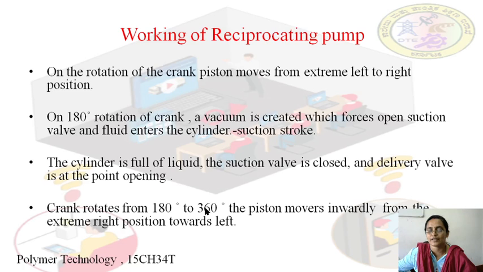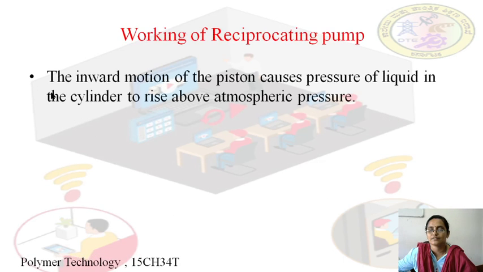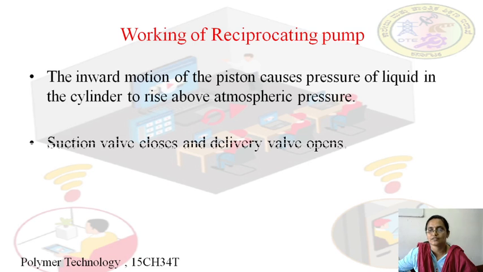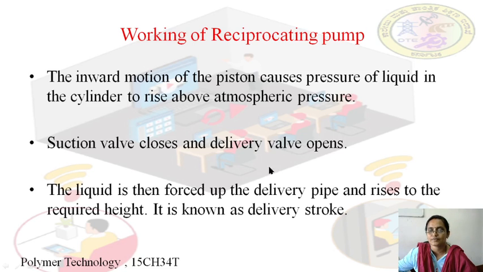When the crank rotates from 180 to 360, the piston moves inwardly from the extreme right position towards the left. This inward motion of the piston causes the pressure of the liquid in the cylinder to rise above atmospheric pressure, and this forces the fluid out. Thus, the suction valve closes and the delivery valve opens. Thus, there will be a delivery stroke. The liquid is forced up the delivery pipe and rises to the required height. This is known as the delivery stroke. So, one is the suction stroke and the other is the delivery stroke.